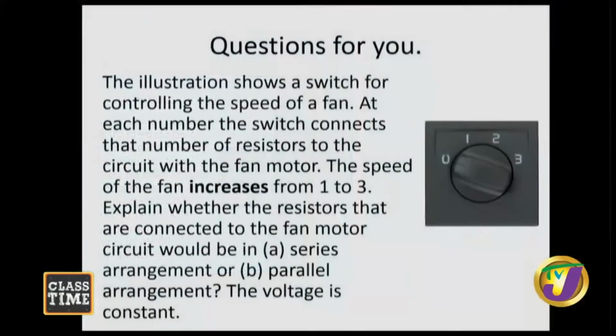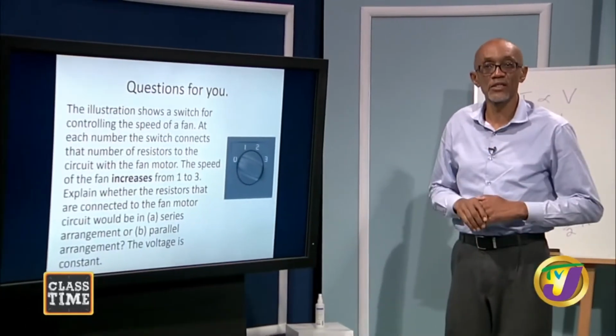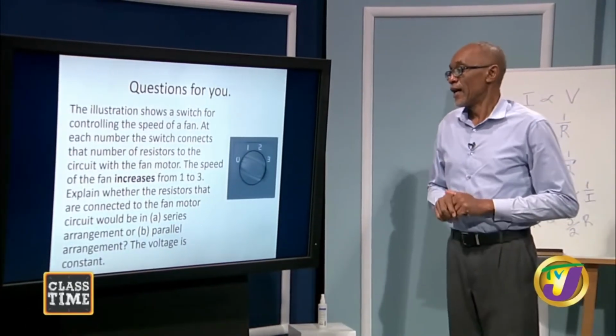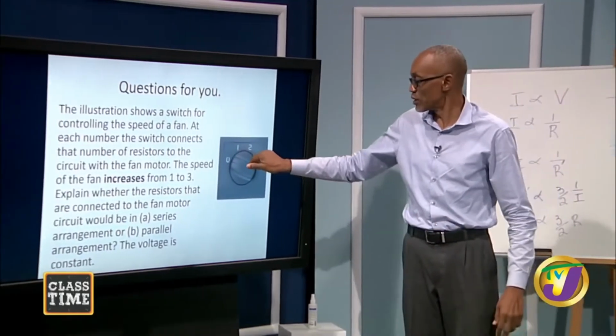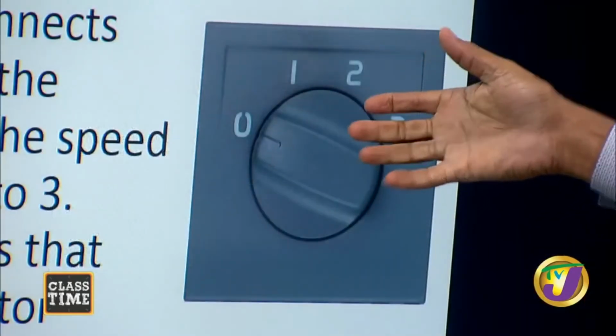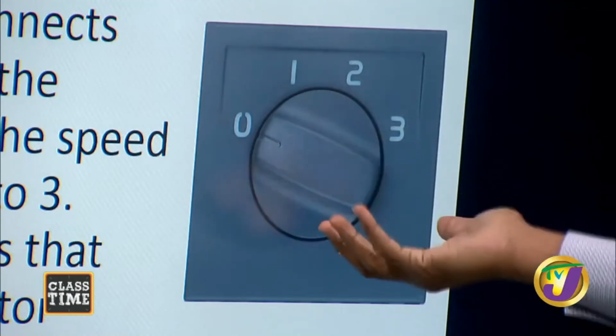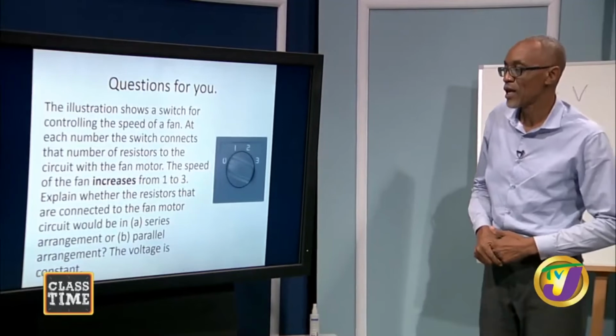the illustration shows a switch for controlling the speed of a fan. At each number, the switch connects that number of resistors to the circuit with the fan motor. So when you switch to 1, it is connecting 1 resistor. All right? The speed of the fan increases from 1 to 3. So as you click to 1, it goes to a certain speed. When you click to 2, the speed increases. And when you click to 3, the speed is going even faster. I mean, we all have fans, right?